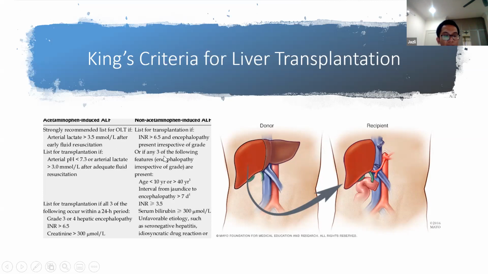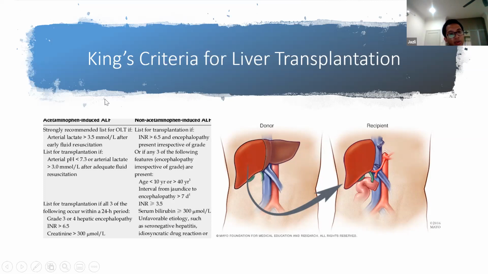And apart from that, if any 3 of the following features are present, you can see whether the age is less than 10 or more than 40. You look at the interval from jaundice to encephalopathy, whether it is more than 7 days. Assess the INR, whether it is 3.5 or more, and you assess the serum bilirubin, whether it's more than 300 micromole per liter or not.